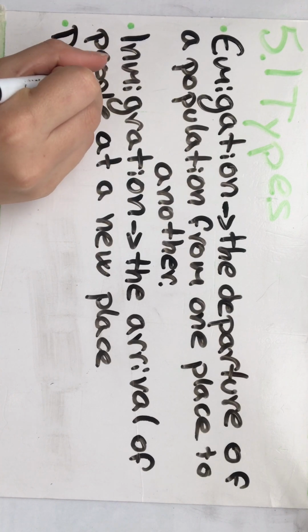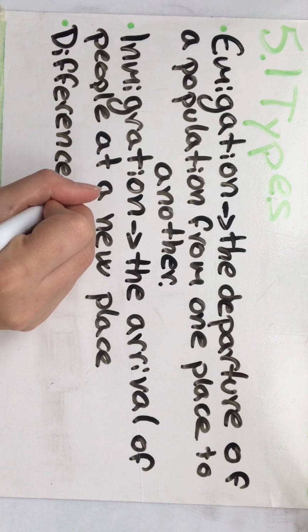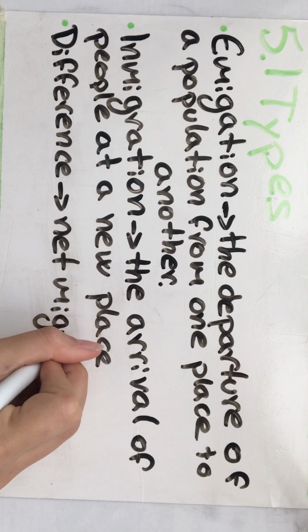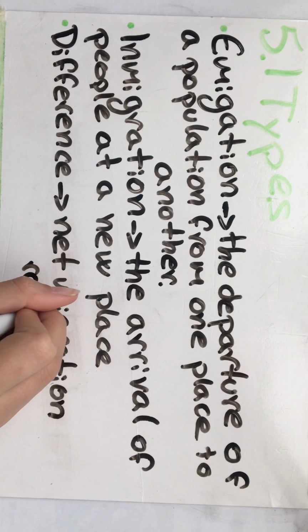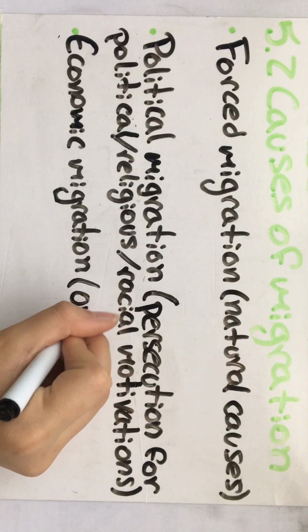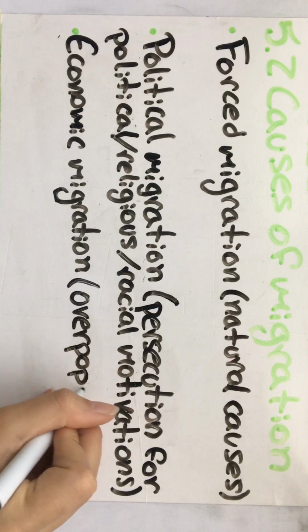Types. Emigration is the departure of the population from one place to another, while immigration is the arrival of people at a new place. The difference between immigration and emigration is the net migration rate, the value of which can be positive or negative. 5.2 Causes of migration. There are several causes behind migration.